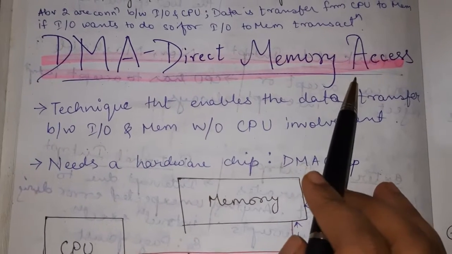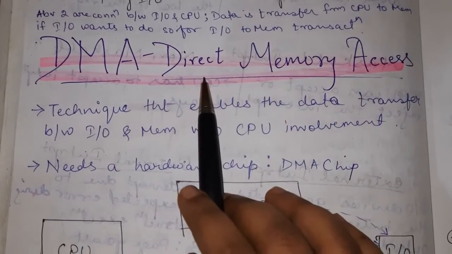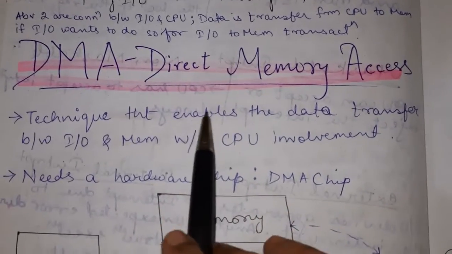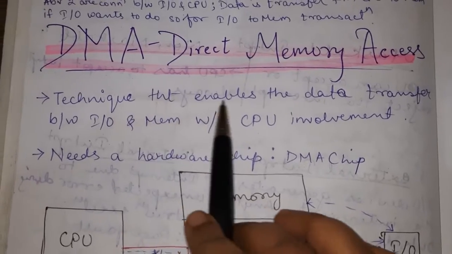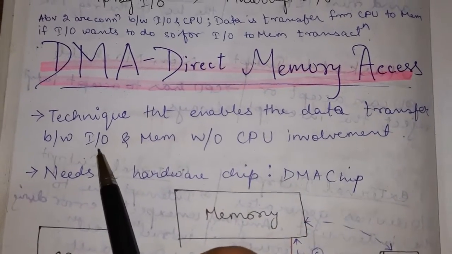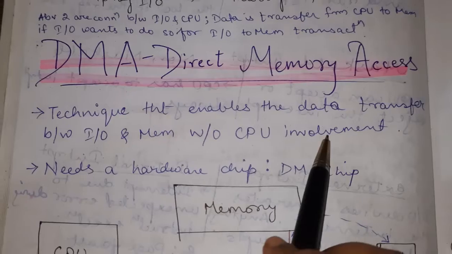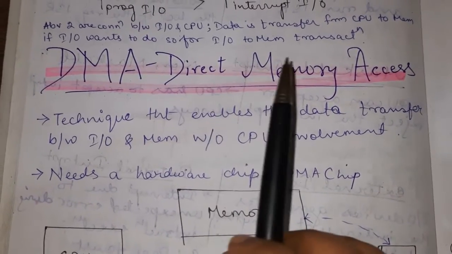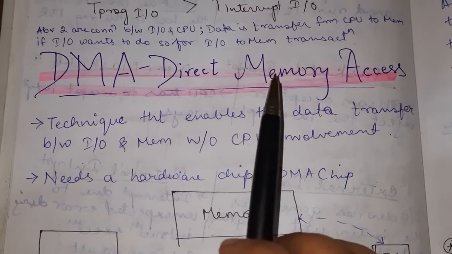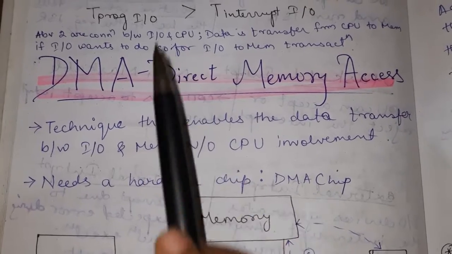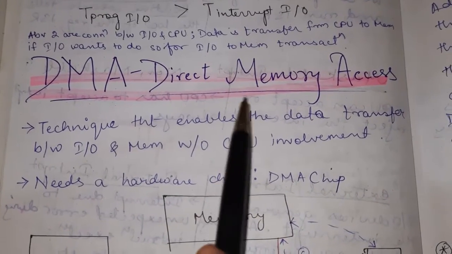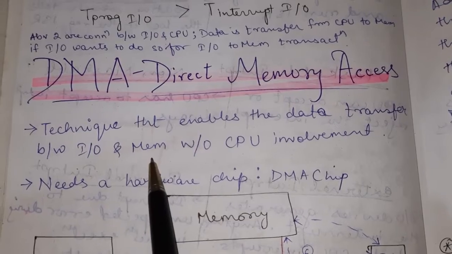DMA, or direct memory access. This is the third mode of data transfer. It is a technique that enables data transfer between IO and memory without CPU involvement. Earlier, in programmed IO and interrupt IO, we were seeing how IO was giving data to the CPU. Now here we shall see how memory and input output are connected.